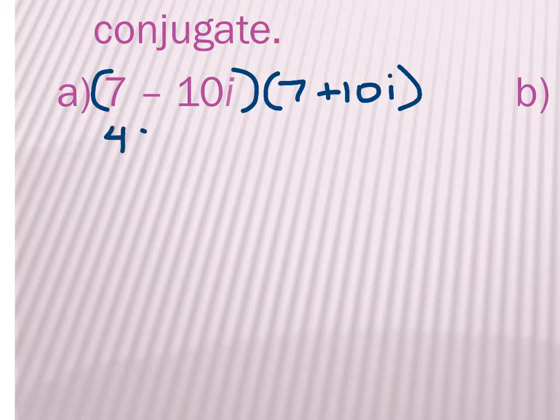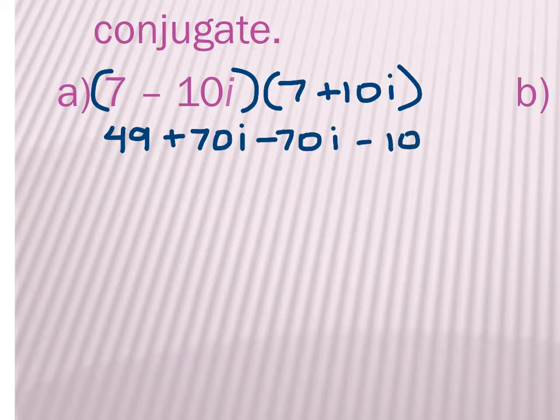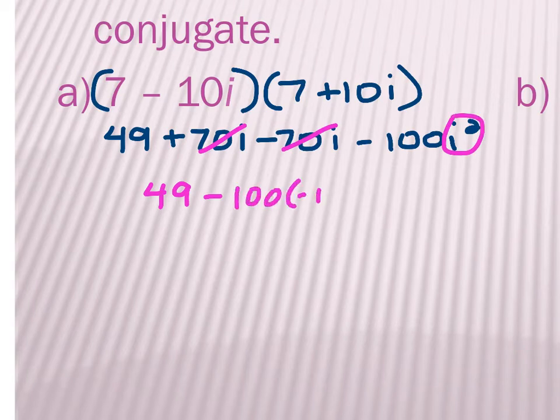7 times 7 is 49. 7 times 10i is positive 70i. Negative 10i and positive 7, negative 70i. And then negative 10 times 10, that's a negative 100 i times i is i squared. So these cancel. And then I have 49 minus, this becomes a -1. So 100 times -1. That becomes 49 plus 100, which is 149.